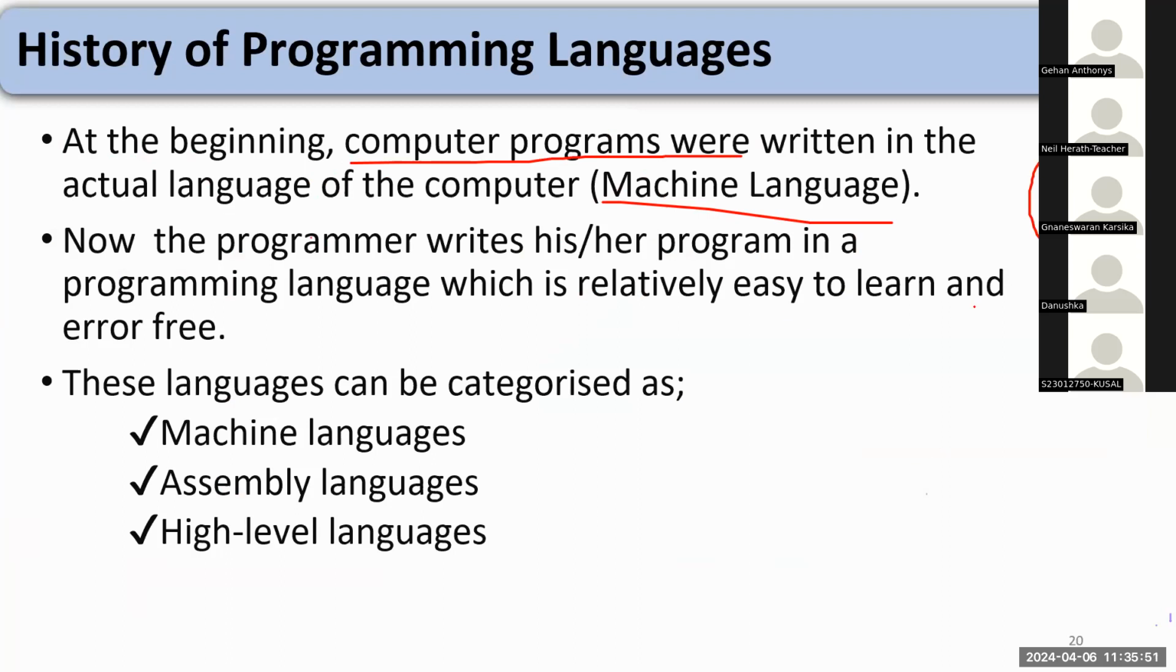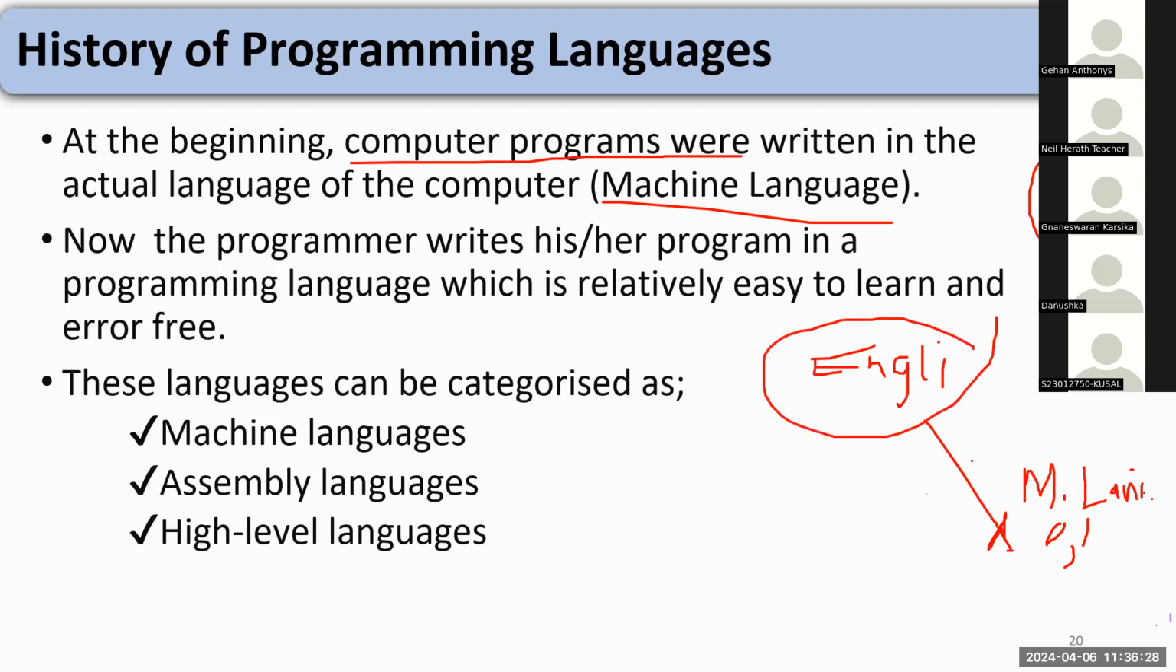So therefore, we are writing in English, but the machine can only understand machine language, or we can say it is 0, 1, or binary. This is machine language, not machine learning, machine language. Sometimes we call it binary language as well. So we write in English, and the machine understands machine language.